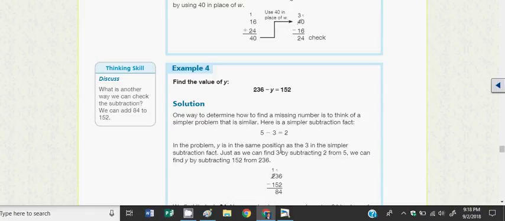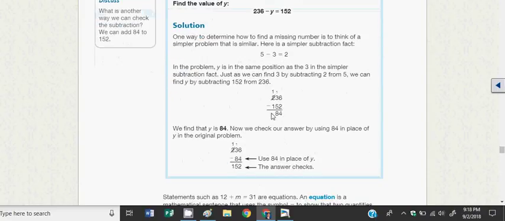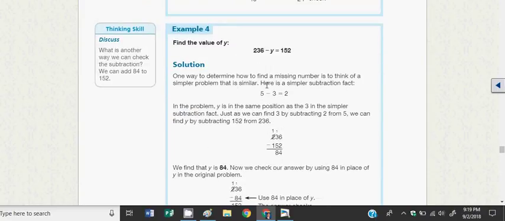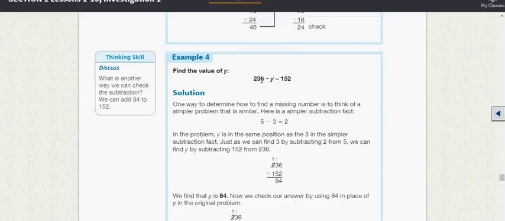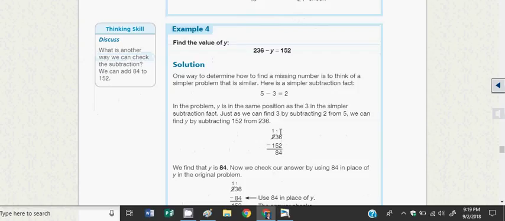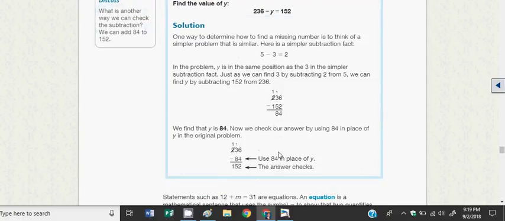One way to determine how to find this missing number is to think of a simpler problem that's similar. It doesn't have to be the way we just showed you. Maybe you just think, well, 5 minus 3 is 2. So in the same sense, I would obviously, missing the 3, do 5 minus 2 to get 3. So I'm going to do 236 in the place of 5 minus 152 in the place of 2 to find my y. 236 minus 152 is 84.